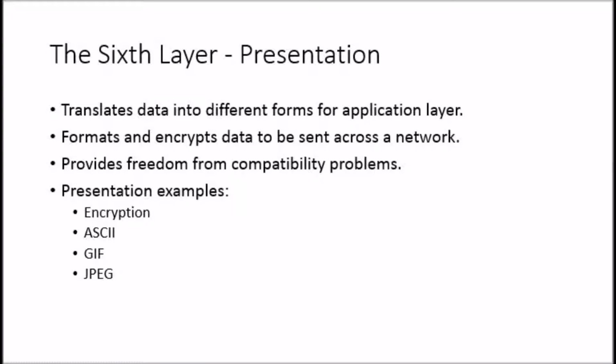The sixth layer is the presentation layer. Here, data is translated into different forms that can be used by the application layer. This layer also formats and encrypts data so that it can be sent across a network. Some presentation examples include encryption, ASCII, GIF, and JPEG.